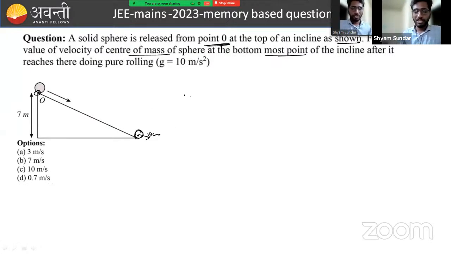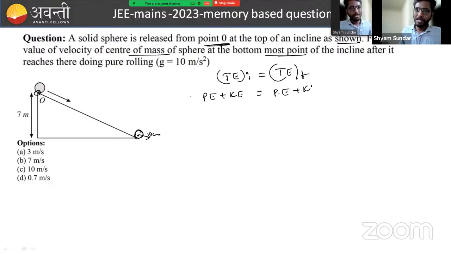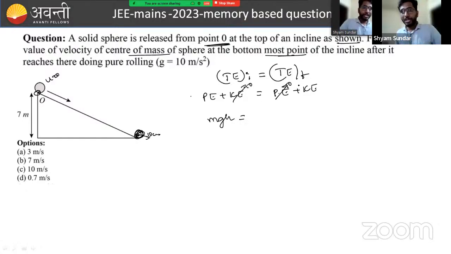Guys, you have to solve this by applying conservation of energy. Initially, we know that conservation of energy means total energy will always be the same. Initial total energy equals final total energy. Initial total energy means potential energy plus kinetic energy, and final means again potential energy plus kinetic energy. Initially the velocity is 0, so the kinetic energy is 0, hence the potential energy is mgh. When it reaches the bottom, the height is 0, so this term is 0. Next, the kinetic energy.